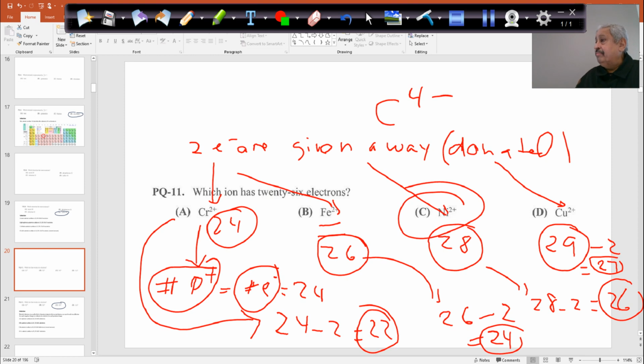What is the atomic number of carbon? We just say it's 6, correct? The neutral one has 6. But then you have 4 minus. What should I do? Add 4. Perfect. Thank you.